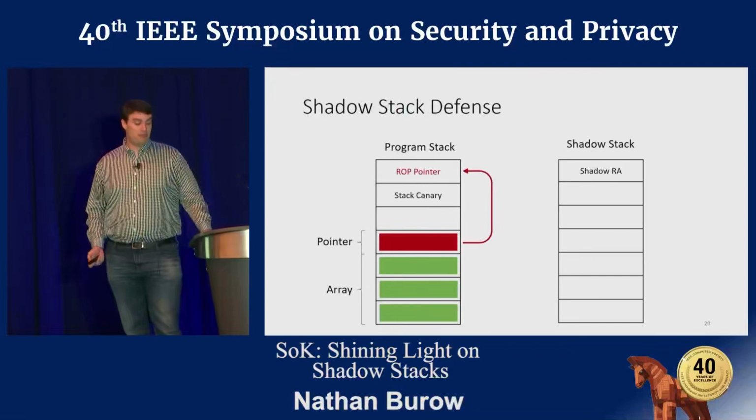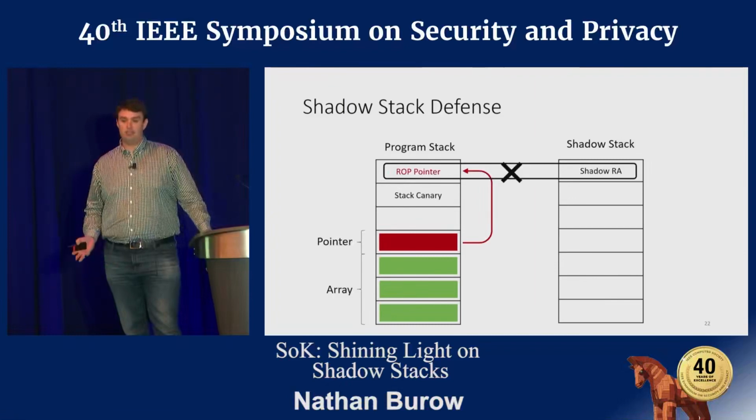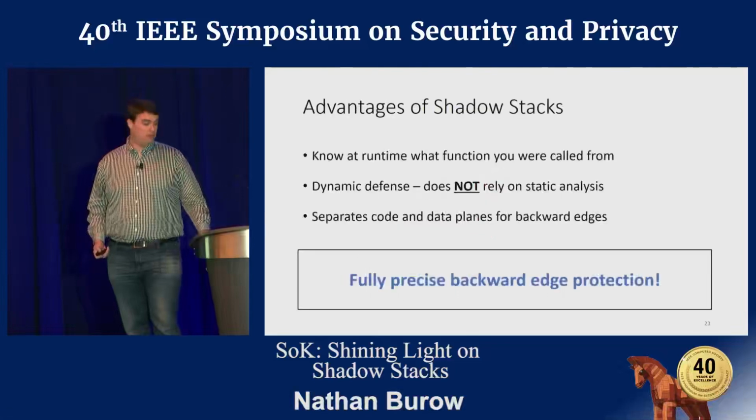To see how this defense works, we'll return to our previous example, where we're midway through it. The attacker has already overwritten the return address, but now instead of returning and using this attacker-controlled value, we instead compare the return address on the program stack to the shadow return address. If they mismatch, we can detect an attack, and we can take any action we like in response. Typically, people just terminate the program, but you can imagine more sophisticated recovery policies.